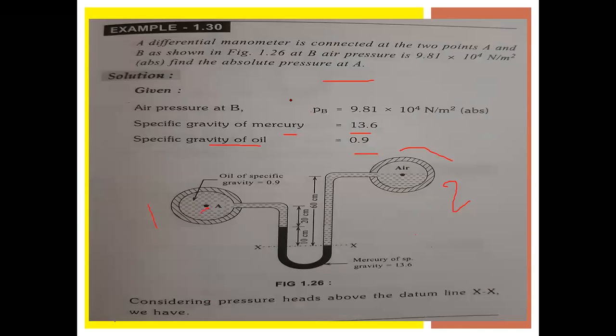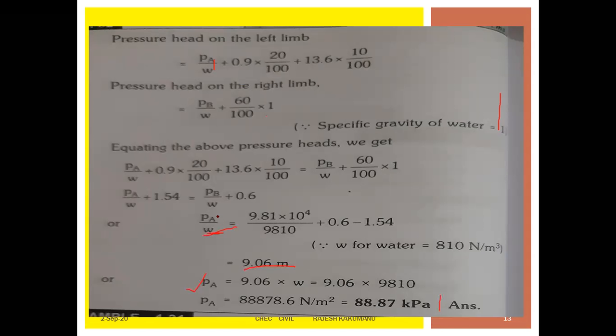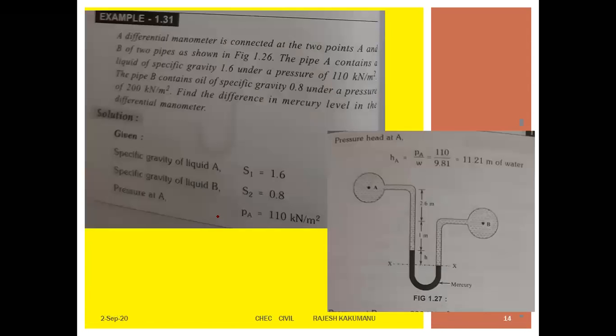So what is the question given? Find the absolute pressure at A. So we have got the pressure at A. I hope you have understood now. So 4 participants are there in this class.